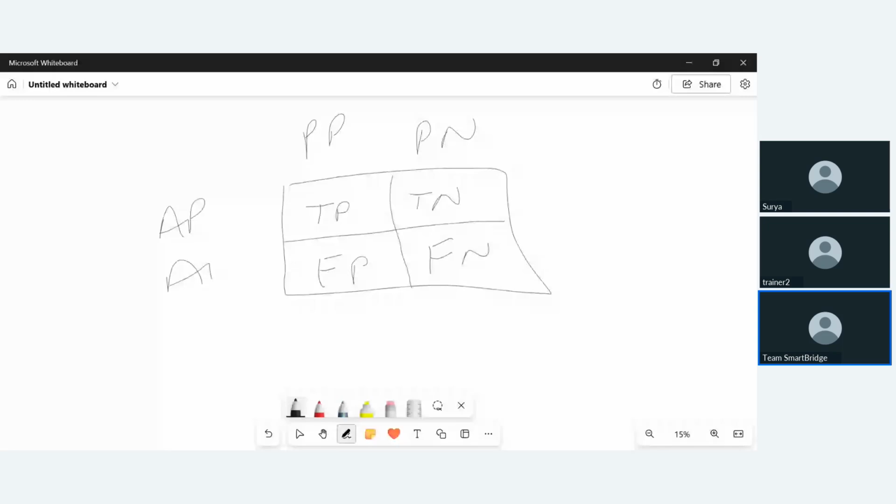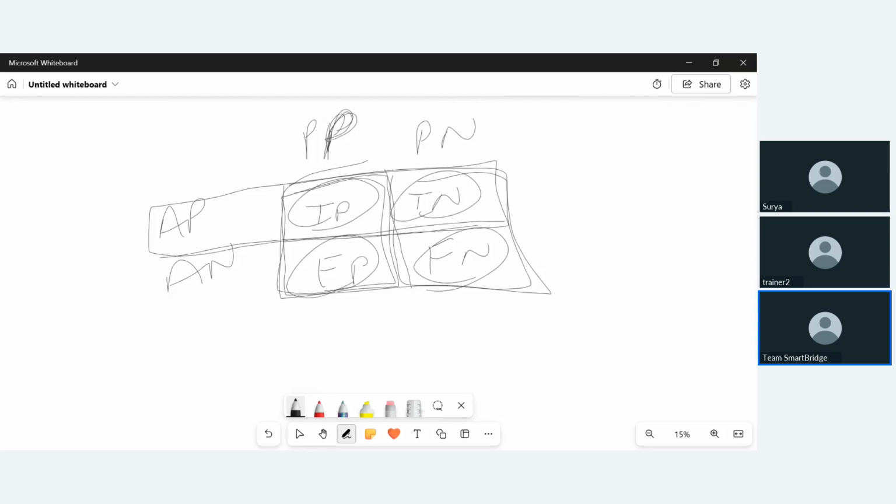I hope my screen is visible to everyone. So if you look at my screen, what are the terms written right now? Inside, this is true positive, true negative, false positive, false negative. PP and PN represent the values: PP represents predicted positive and PN represents predicted negative. So these are the values our model predicted: the predicted positive values and the predicted negative values. Coming to this, these are the actual positive values in the real world.